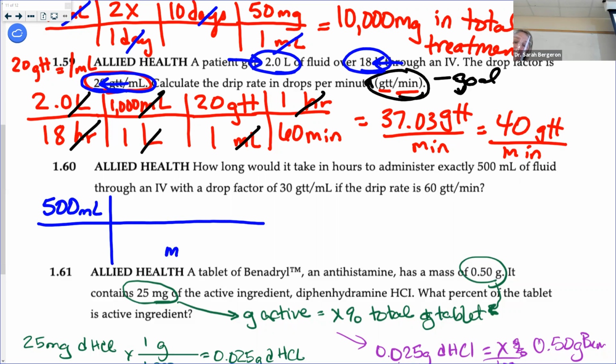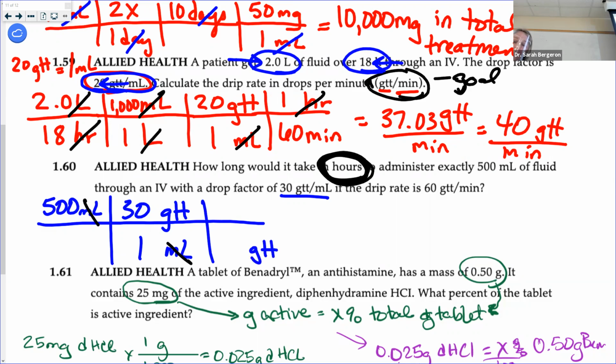Yeah, so I want to put milliliters on the bottom, and this is the relationship I'm going to use. So 30 GTT in 1 mL, that's right. So my milliliters cancel. I'm in GTT, but what do I want? My goal is hours. Okay, so now I need to convert what? I need to get rid of GTT. So GTT is going to go on the bottom. What's going to go on the top? Minutes, because that's what I'm given here.